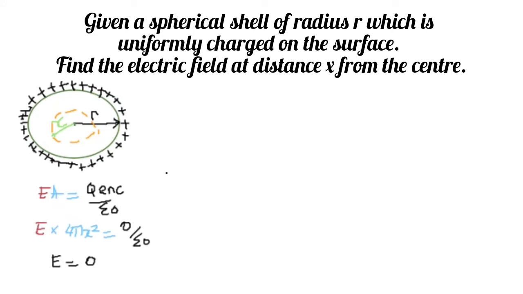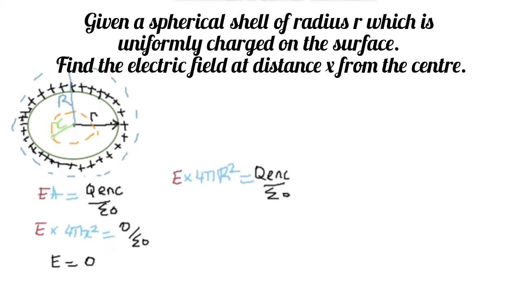If we are finding the field outside the spherical shell at distance big R, the charge on the surface would now be enclosed by our Gaussian surface. So EA is equal to charge enclosed over epsilon naught. A is the area of the spherical Gaussian surface, which is 4 pi big R squared, and Q is the charge enclosed on the surface of the spherical shell. We can then find electric field. So what if they didn't give us charge enclosed but surface charge density?